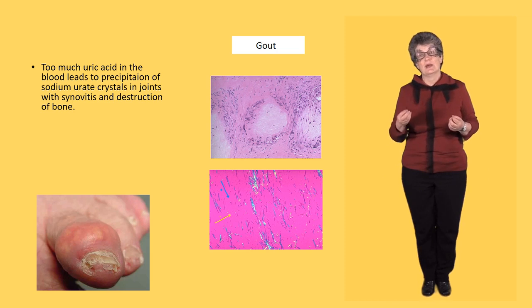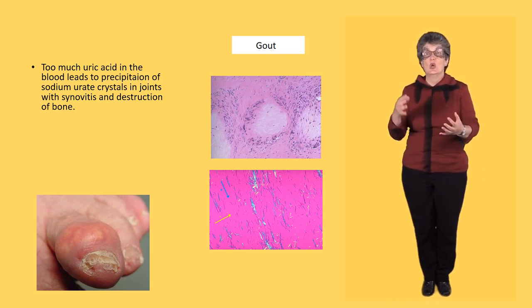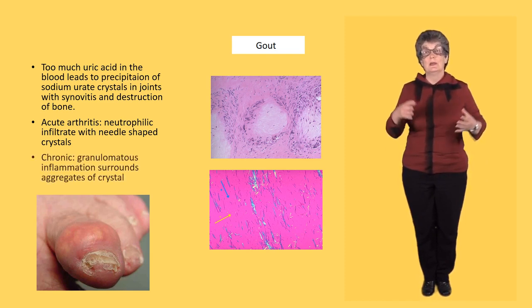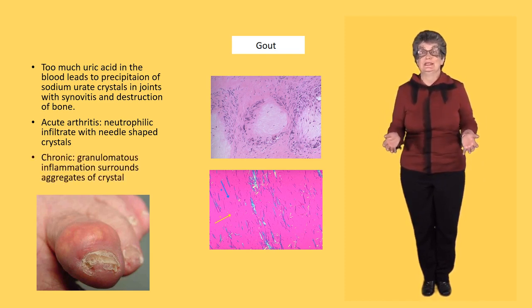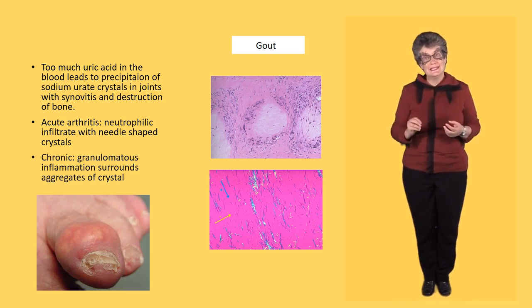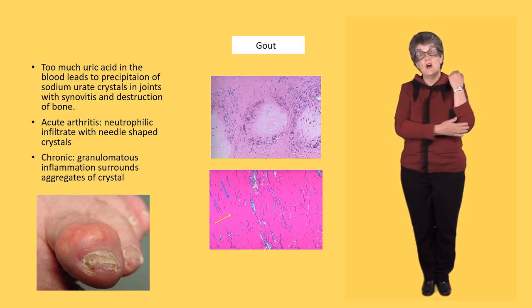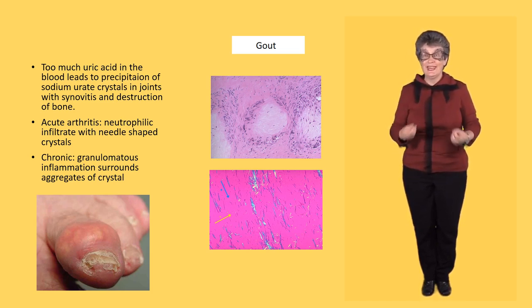What we see down the microscope is an acute arthritis with neutrophils infiltrating the area and long needle-shaped crystals from the uric acid. Now, the uric acid acts as a foreign agent and causes a granulomatous reaction, particularly when it's deposited in soft tissue. These deposits are called gouty tophi. Gouty tophi are seen as small white lumps, particularly on the fingers, on the elbows, and sometimes on the ears.